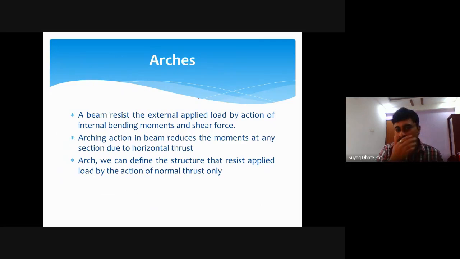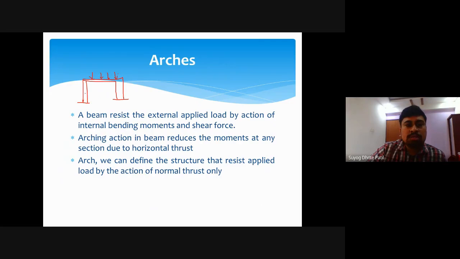Now arches. If this is a column, and this is a beam, and these are the applications of forces, and this is the support, we can say this is the ground level.